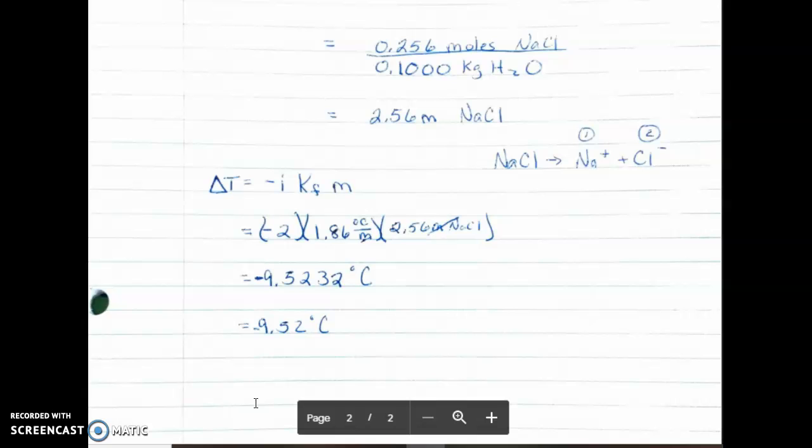That's not always the case though. Alright, so negative 9.52 degrees Celsius is how much that freezing point will change when you add 15.0 grams of sodium chloride to 100.0 grams of water.